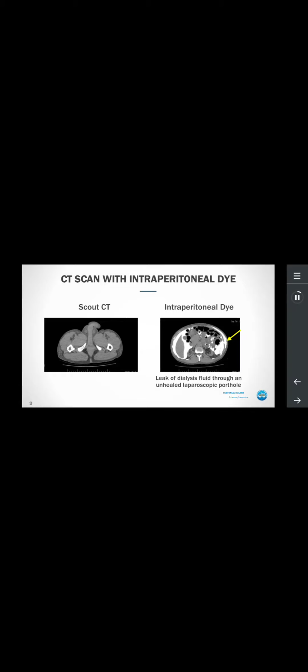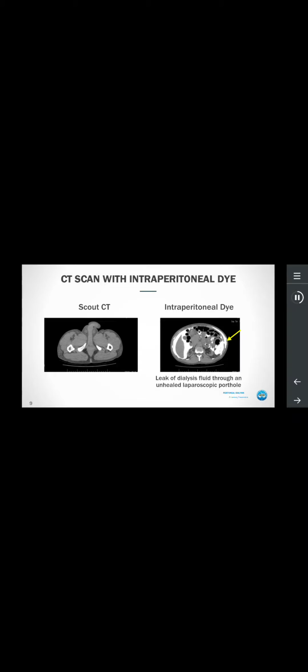On your left is a scout CT scan, and what you can see here is some edema over the penis. On the right is a CT scan with PD fluid mixed with radiocontrast dye, which appears white in the peritoneal cavity. And what the arrow is showing is leak of this dialysis fluid through a defect in the peritoneal cavity and going into the soft tissues of the torso.